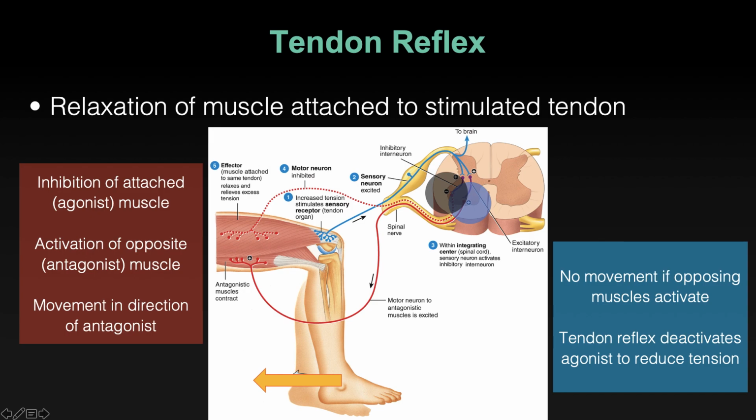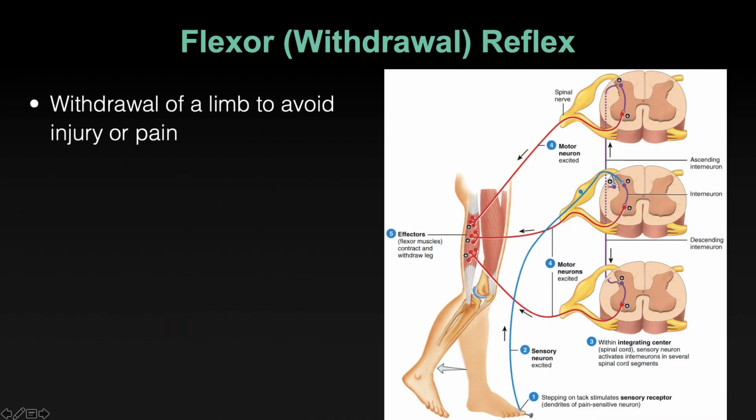Both of these are fairly simple reflexes. There's one arc, one circuit. But there are a couple examples that are a bit more complicated, and this is the majority of reflexes in the body. This and the next one go together, the flexor withdrawal reflex and the crossed extensor reflex. These are a bit more complicated. They involve more nerves and more target muscles.